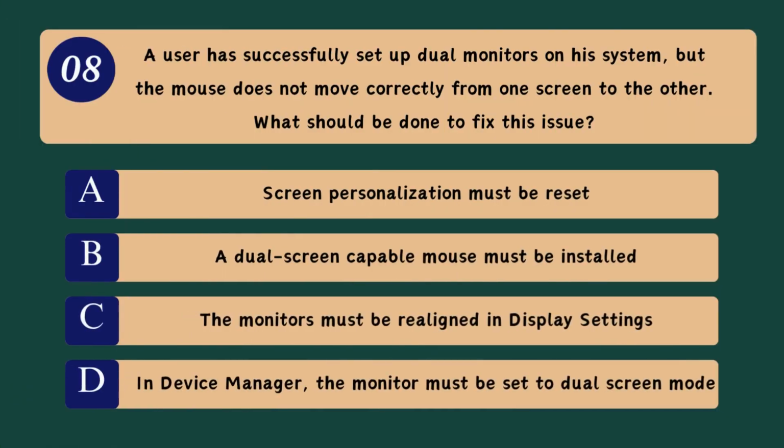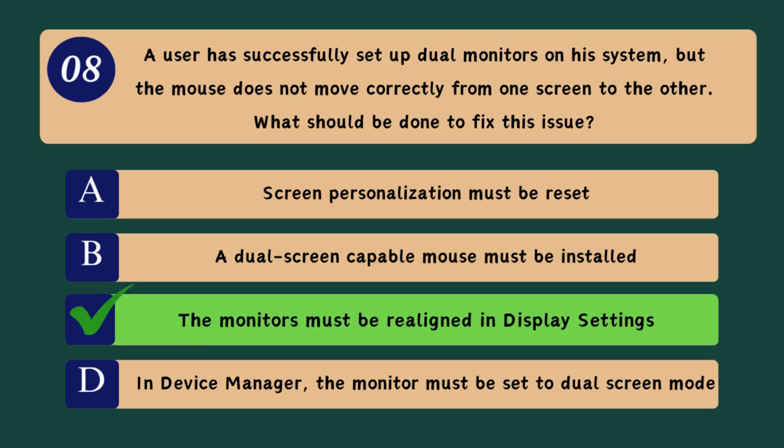Question 8. A user has successfully set up dual monitors on his system, but the mouse does not move correctly from one screen to the other. What should be done to fix this issue? A. Screen personalization must be reset. B. A dual-screen capable mouse must be installed. C. The monitors must be realigned in display settings. D. In Device Manager, the monitor must be set to dual-screen mode. Correct answer. C. The monitors must be realigned in display settings.